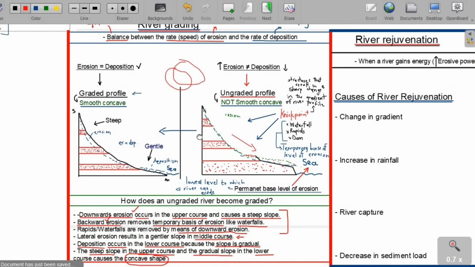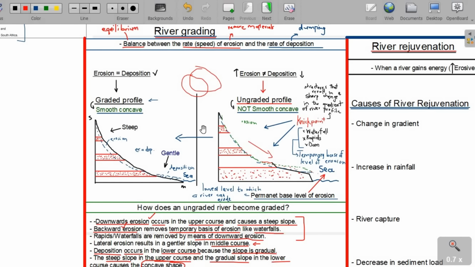So I hope that was helpful, guys. That's all there is to river grading. Can you believe it? Now let's get into another topic. We've covered river grading. Now we'll get into river rejuvenation.